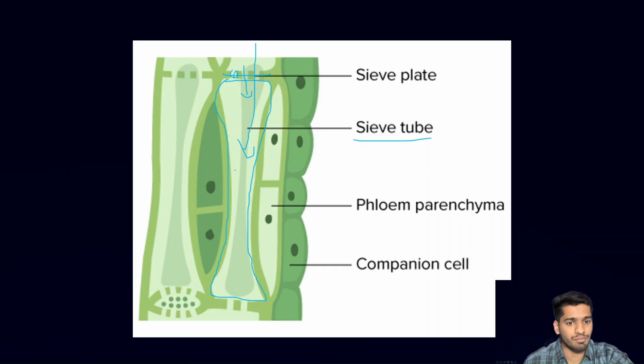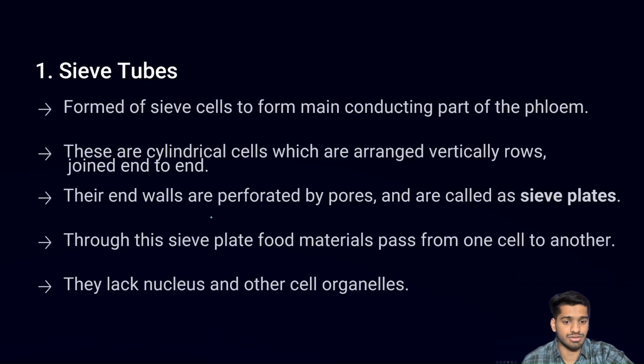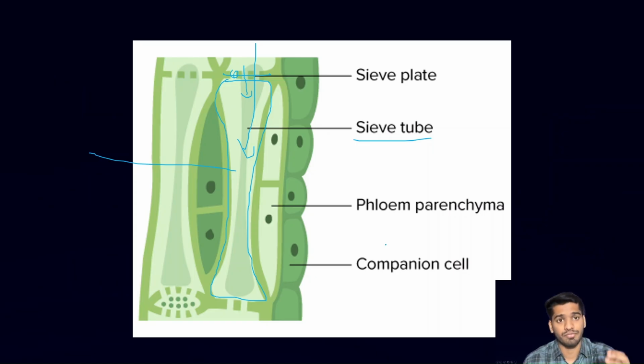After that, if you look closely, your sieve tubes do not have a nucleus or any kind of cell organelles. The reason is that I don't want a nucleus or any other structure to be an obstruction for the transportation of food. So purposefully, I've kept my entire sieve tube empty. But if a cell does not have a nucleus or cytoplasm or anything, it is considered dead. But these cells are alive.